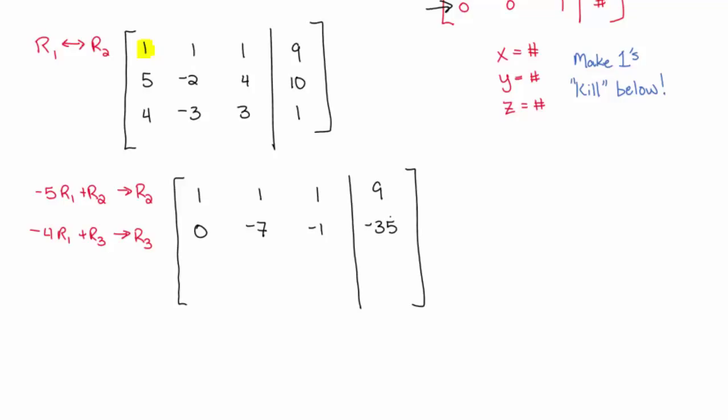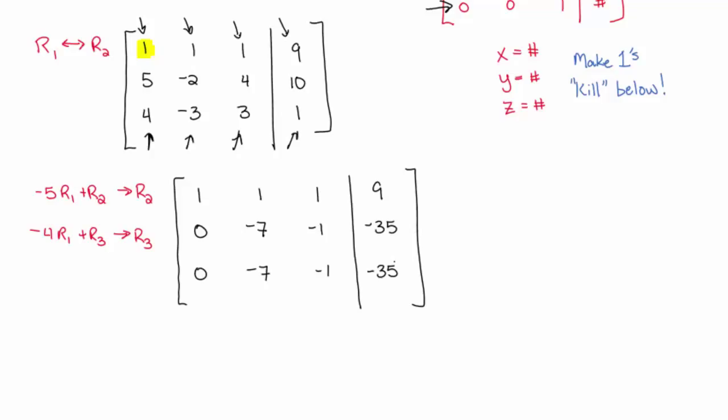So there's a lot of little places where you can have arithmetic mistakes here. We also are going to take negative 4 times row 1, add it down. So negative 4 times that 1 would be a negative 4, plus this 4 here would give me 0. Negative 4 times that 1 will give me a negative 4, plus this negative 3 will give me a negative 7. That's kind of nice. Negative 4 times that negative 1 will give me a negative 4, plus that 3 will give me a negative 1. Negative 4 times that 9 is negative 36, plus this 1 gives me a negative 35.